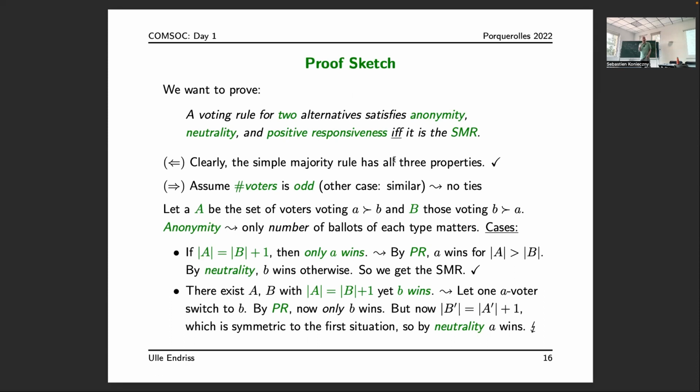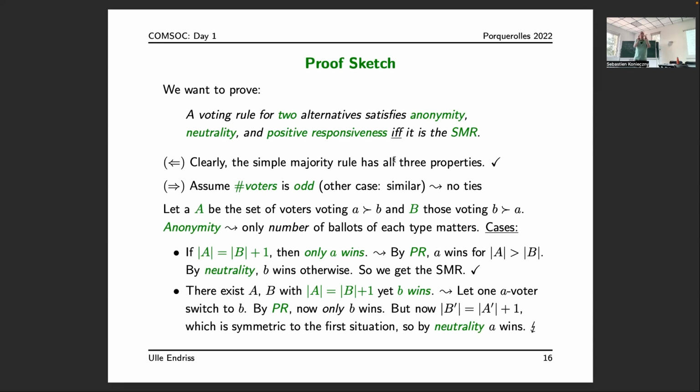Now we're going to use neutrality, and it says that if it's the other way around, if there are strictly more B supporters than A supporters, then now B must win. If we switch everybody around, we also must switch around the result. And now, because it's an odd number of voters, we've covered every possible case. Either there are more A supporters, or there are more B supporters. In both cases, we know what the outcome will be. In both cases, it coincides with what the majority rule would do. So we have reached the majority rule.